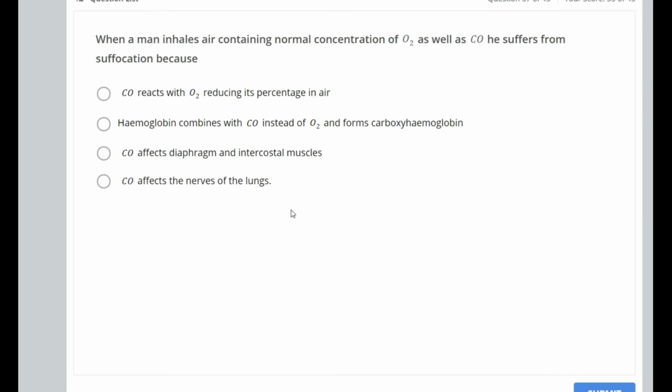When a man inhales air containing the normal concentration of oxygen as well as carbon monoxide, he suffers from suffocation because CO reacts with O2, reducing its percentage in air. Second option, hemoglobin combines with CO instead of O2 and forms carboxyhemoglobin. Third option, CO affects the diaphragm and intercostal muscles. Fourth option, CO affects the nerves of the lungs. So which is the right one? Option B is the right one. Hemoglobin combines with CO instead of O2 and forms carboxyhemoglobin.